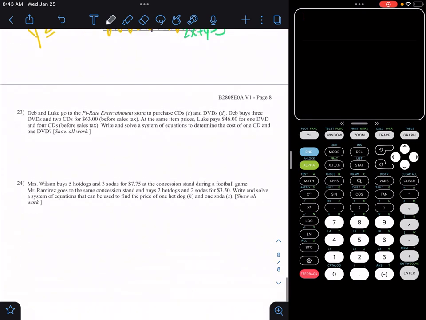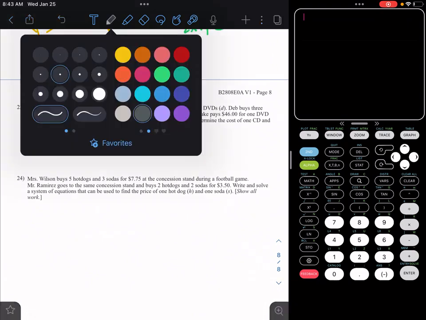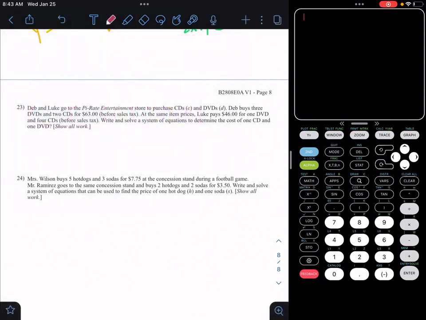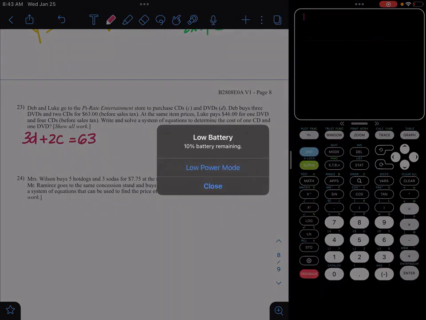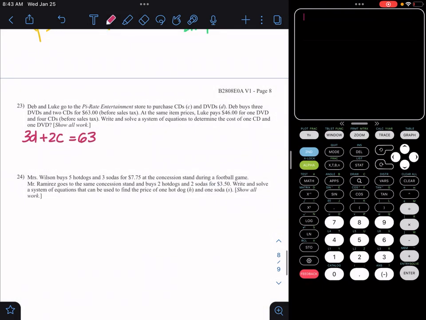And let's look at the last page. Deb and Luke go to this entertainment store and they purchase CDs, C, and DVDs, D. Deb wants to buy 3 DVDs and 2 CDs for a price of $63. Then at the same price, Luke wants to pay $46 for 1 DVD and 4 CDs.